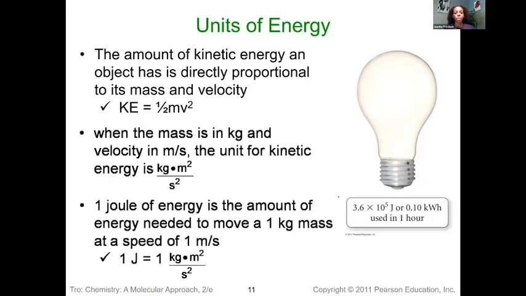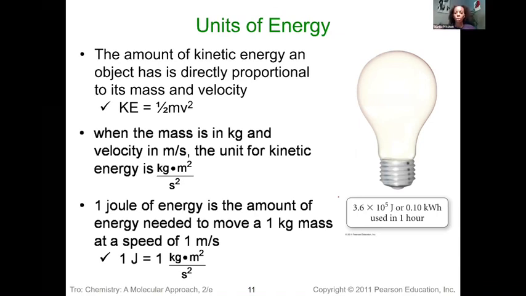Now, for this chapter, you do want to be familiar with the units of energy. Be on the lookout for what you would want to identify as an energy unit. And so the amount of kinetic energy an object has is directly proportional to its mass and its velocity. So you could calculate the kinetic energy. And when the mass is in kilograms and the velocity is in meters per second, the unit for kinetic energy is kilograms times meters squared divided by seconds squared.